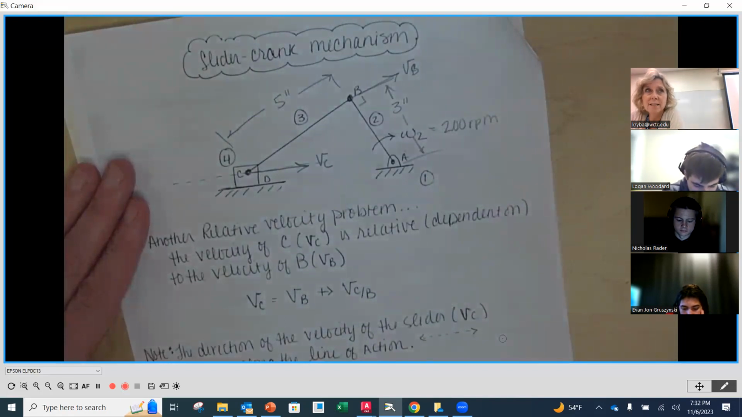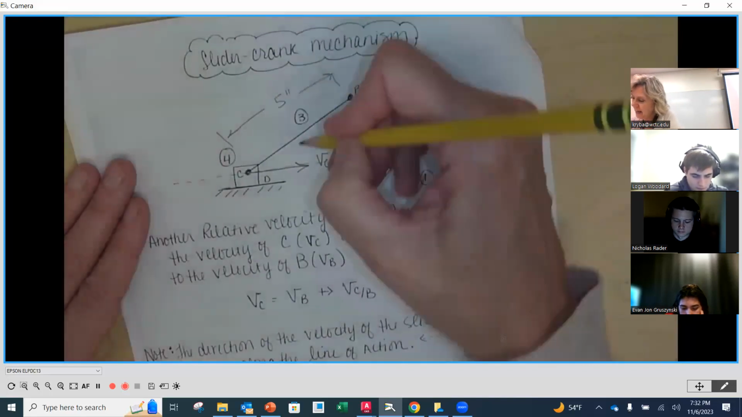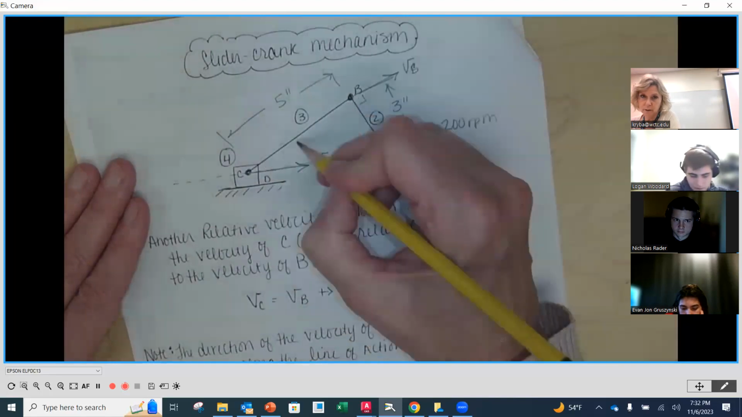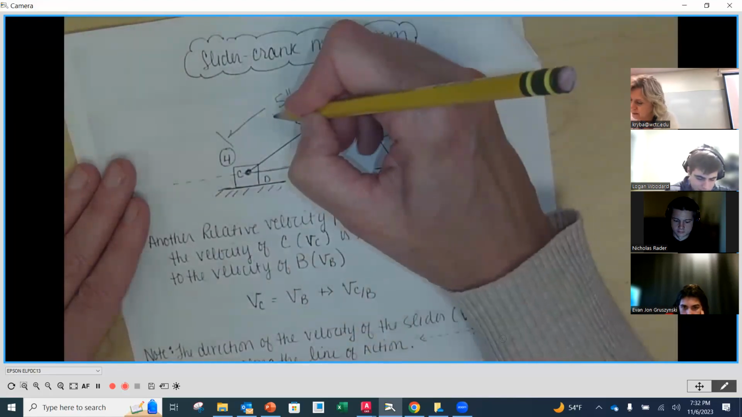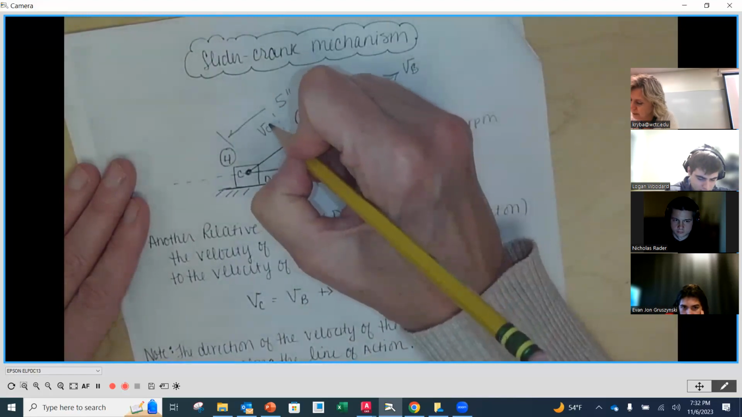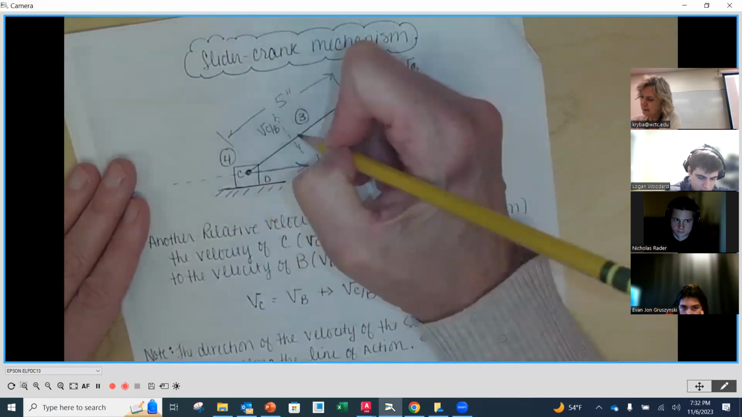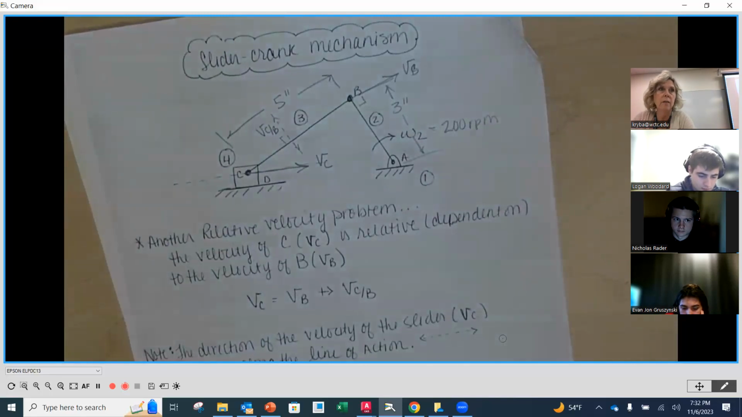There's one more velocity on here that I'm not showing yet. What's the third velocity that I need to add? The velocity of C relative to B, right? And that is going to be perpendicular to the link connecting those 2 points. So the velocity of C relative to B is going to be along this line right here, perpendicular to the line connecting those 2 points.